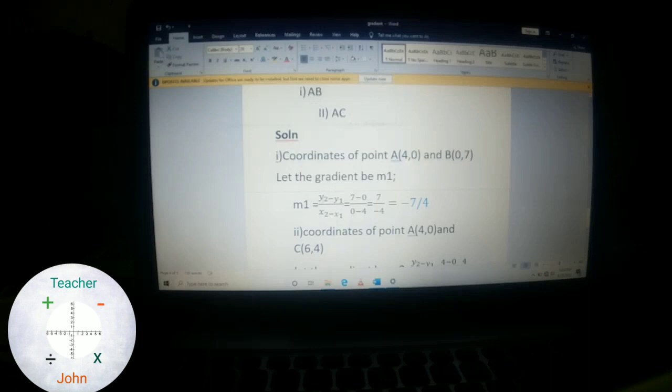That is why we have said let it be M1 for the first question. So M1 will be y2 minus y1 over x2 minus x1, which is 7 minus 0 over 0 minus 4, because 7 is y2 and 0 is y1, 0 is x2 and 4 is x1. 7 minus 0 you get 7, and 0 minus 4 you get negative 4, and the answer is negative 7 over 4.